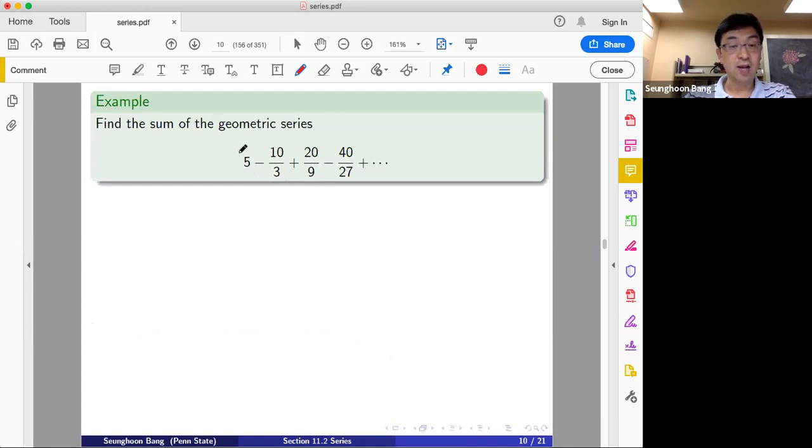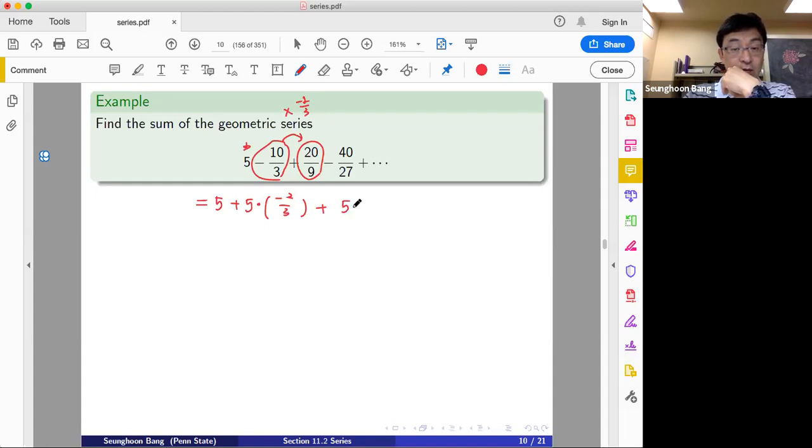I'm going to check. This is a geometric series. How can you know that? Here, 5 is given. How can you find negative 10 over 3 from 5? Exactly, 5 times what number do you need? Negative 2/3. Negative 2/3 times 5 is this one. How can you find 20 over 9 from negative 10 over 3? Same, times negative 2 over 3. So we have the second term times negative 2/3.